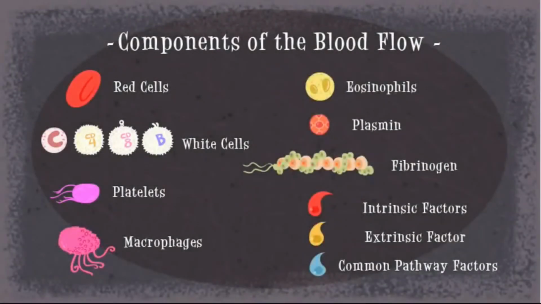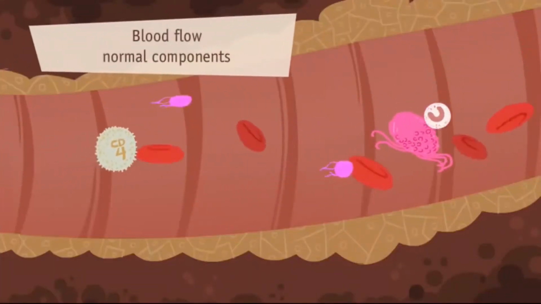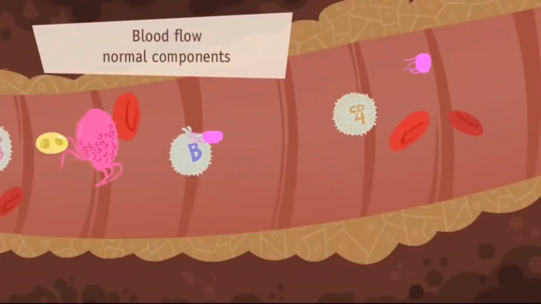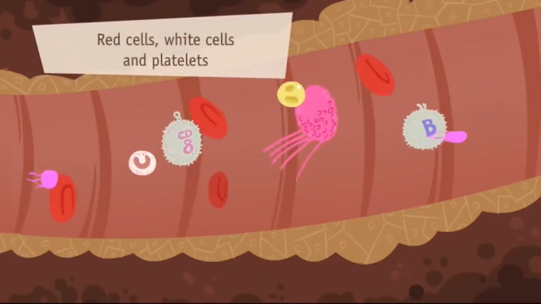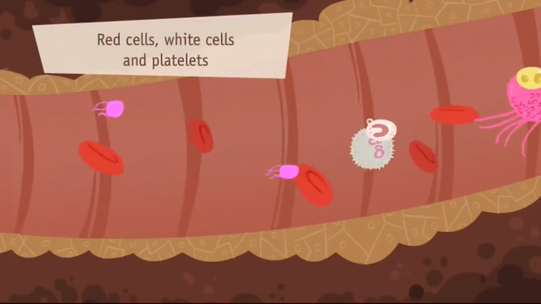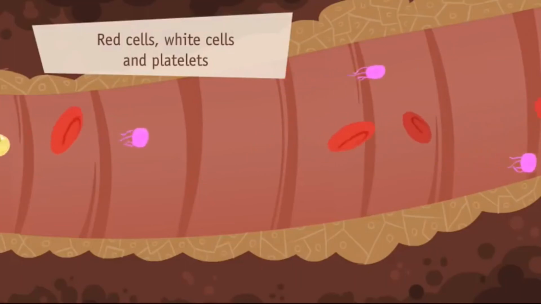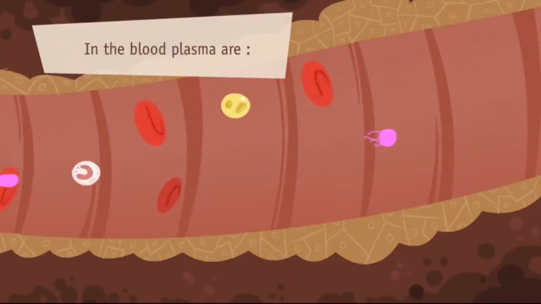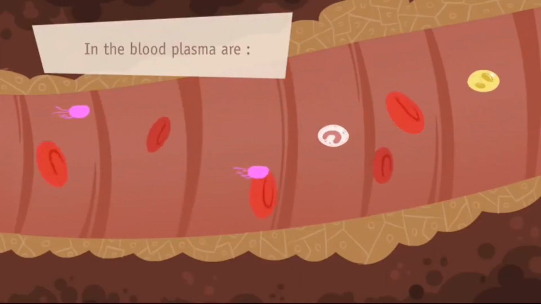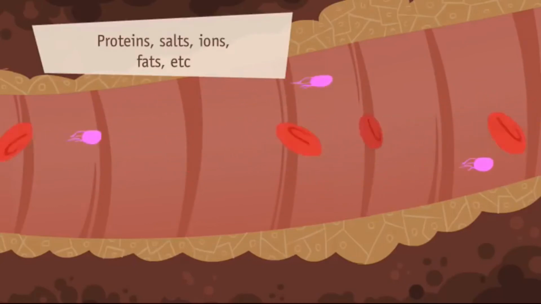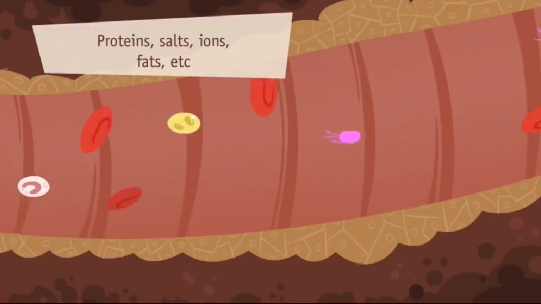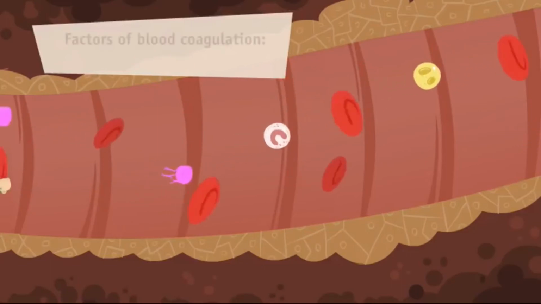The main components consist of red blood cells, white blood cells, platelets, macrophages, eosinophils, plasmin, fibrinogens, intrinsic factors and extrinsic factors. So when we see the normal blood flow, the red cells, white blood cells and platelets are flowing in a direction. And we also have the blood plasma, which consists of proteins, salts, iron, fats.